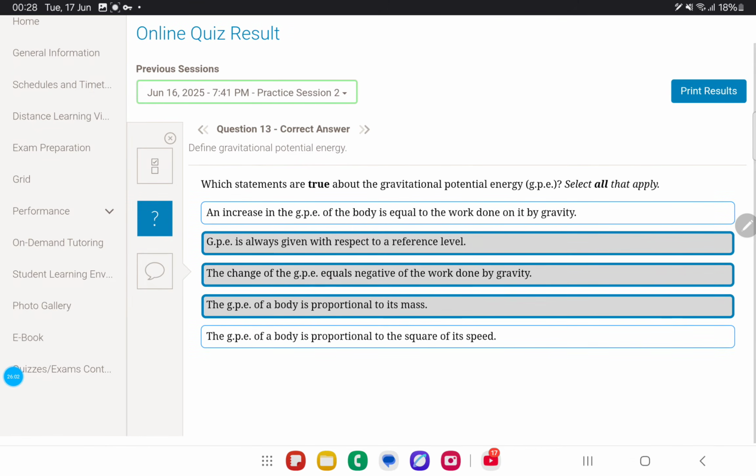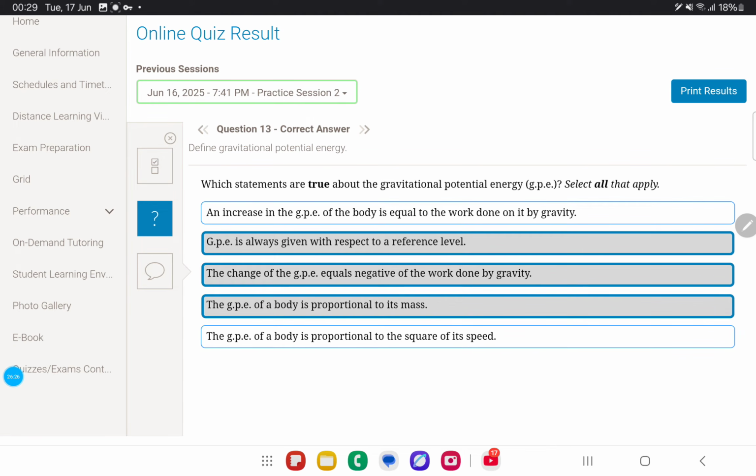Now for question 13. Which statements are true about the GPE? Select all that apply. GPE is always given with respect to a reference level. Like I said before, when you have GPE questions or anything related to GPE, there always needs to be a reference level, which is basically the 0 level. Always. That's the first one.